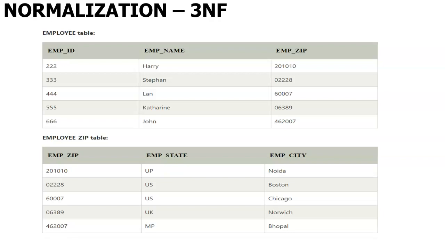Your first normal form should have an atomic value. Second will check for no partial dependency. Third will check for no transitive dependency.